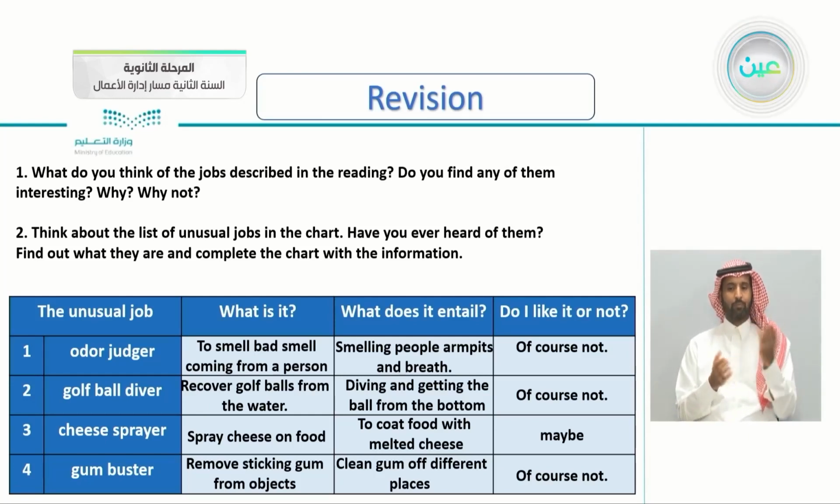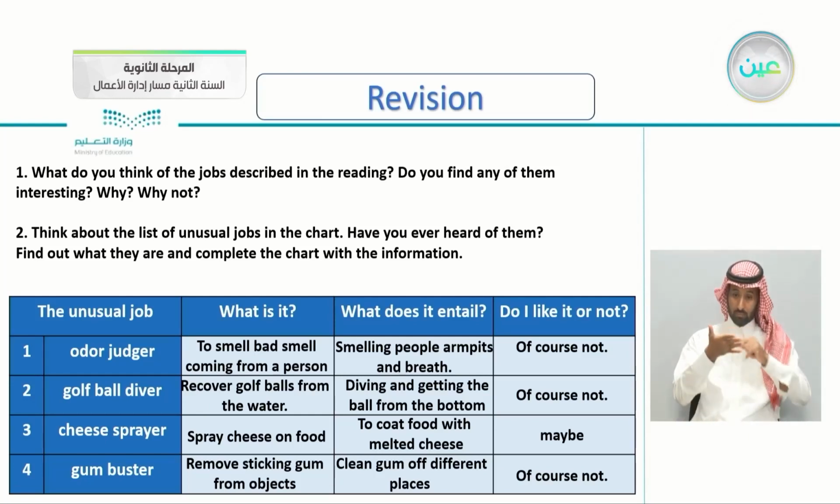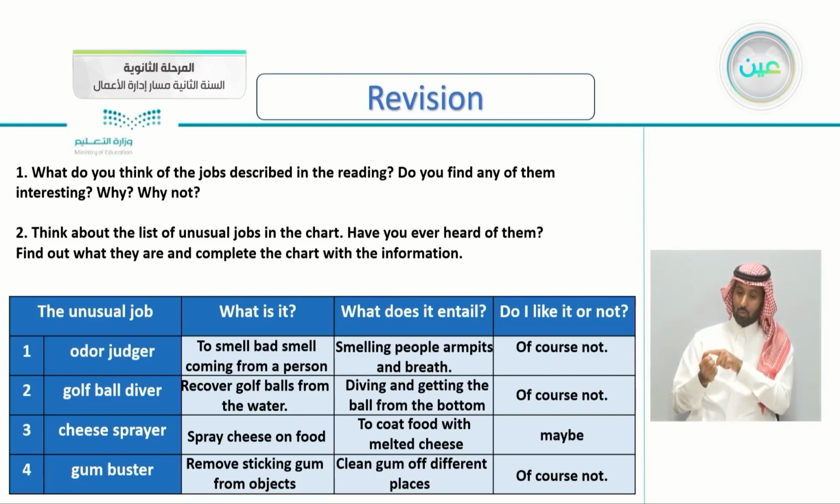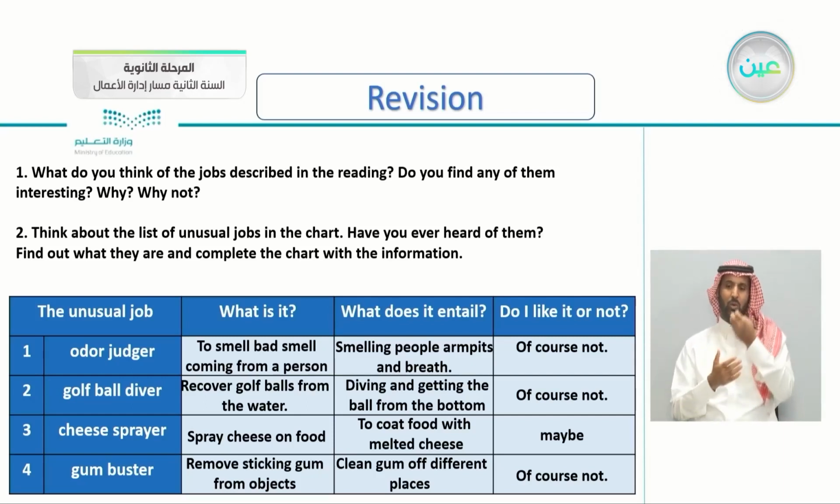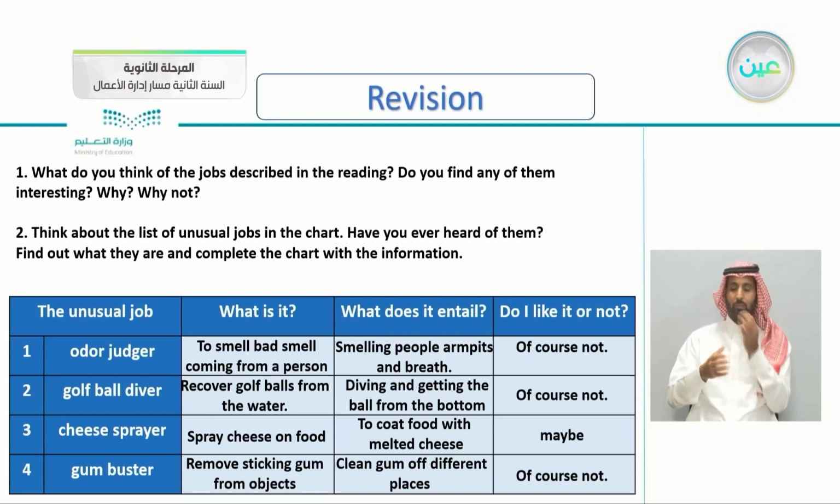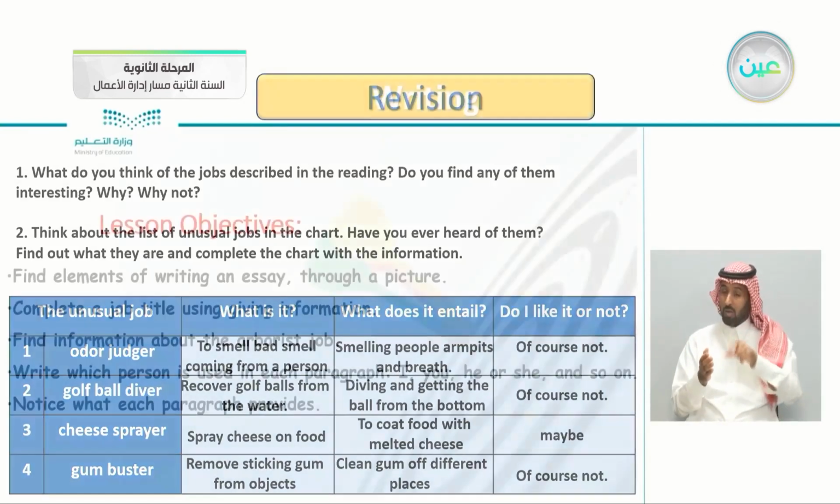Then we studied this table here, this weird or unusual table for the unusual jobs. The odor judger, to smell bad smells coming from a person, especially their armpits and their breath. Golf ball diver, cheese sprayer, and gum buster. So these are some unusual jobs, and what do they entail, and do you like it or not? This is, of course, according to your preference.